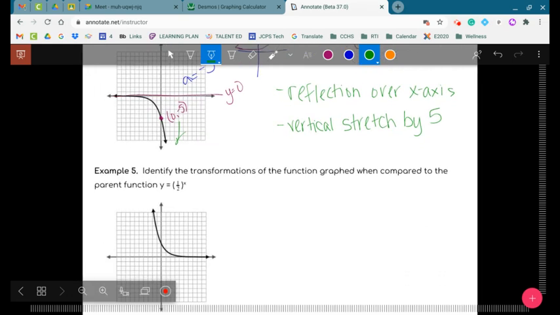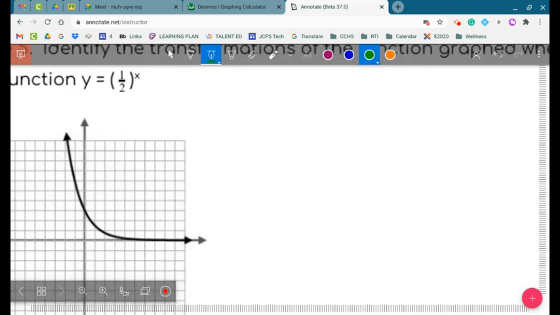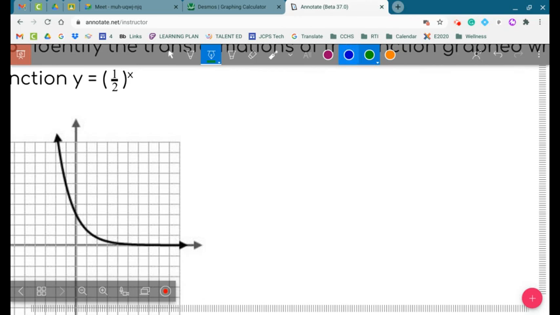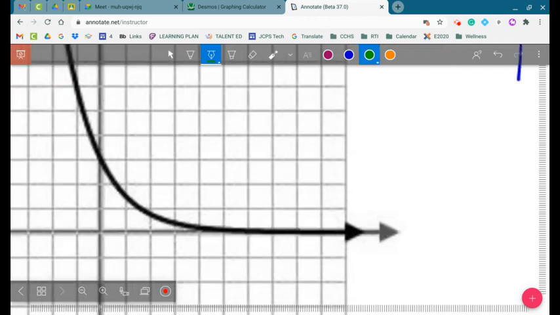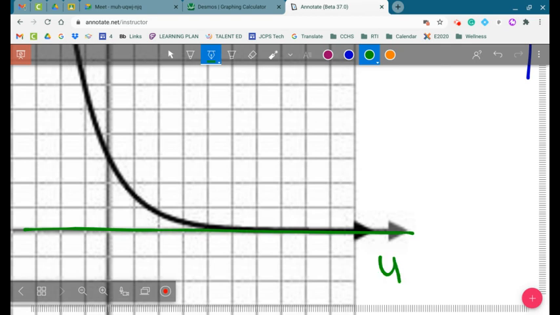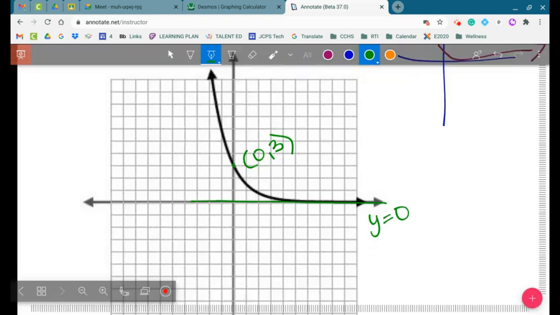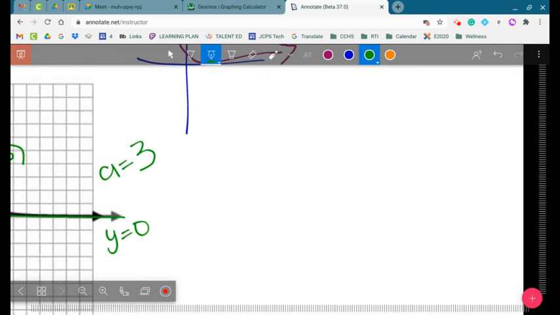Okay, next problem. Describe the transformations. So if we were to graph this one, this is what it would look like. So it looks super, super similar. So probably the only thing that changed is your y-intercept because there's no reflection. So let's go and find our a value. Horizontal asymptote is y equals 0, so we're good to go with our intercept. Our intercept is (0, 3). So this means our a value equals 3.